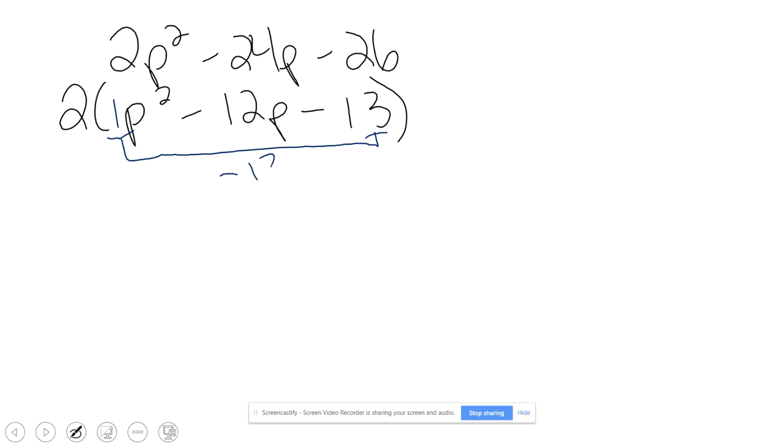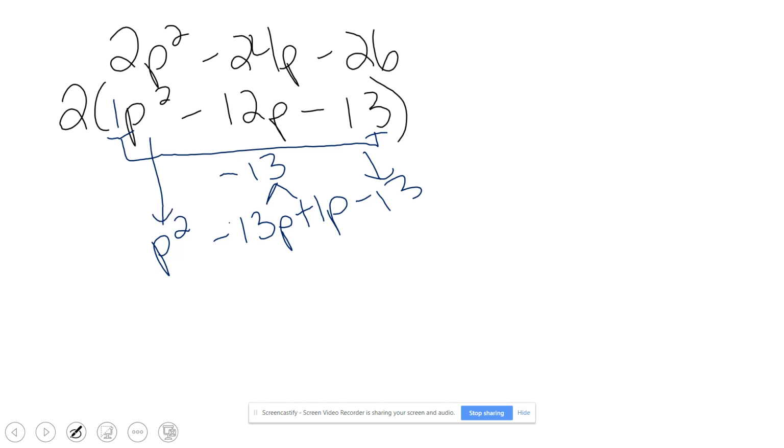1 times negative 13 is negative 13. So I need the two numbers that multiply to negative 13 and add to negative 12. Well, our only options are 13 and 1. 13 only has 13 times 1 as factors. So to get a negative 12, we've got to put the negative in front of the 13. So negative 13 plus 1 will make that negative 12. We'll bring down the p squared. We have minus 13p. This is a positive 1, so plus 1p, and then bring down that minus 13.